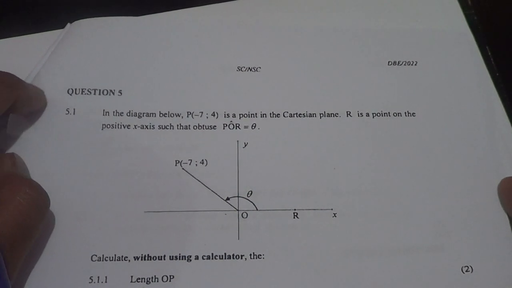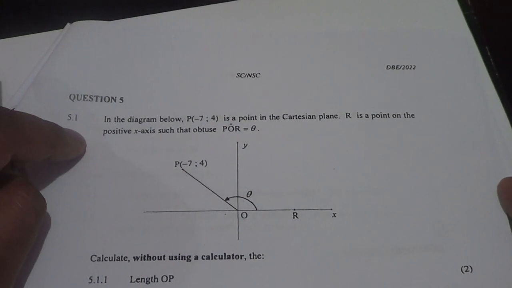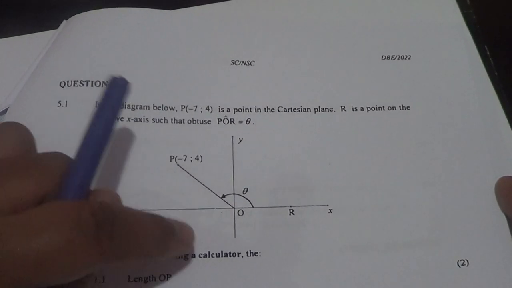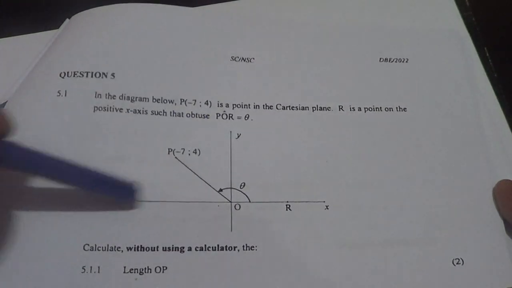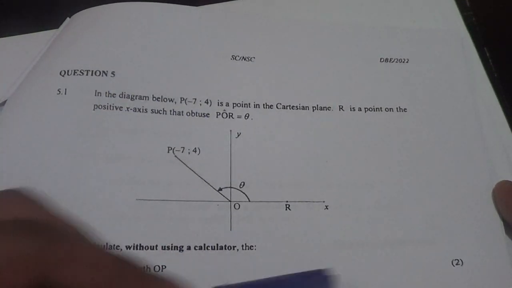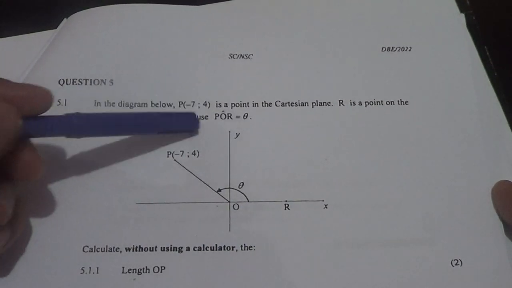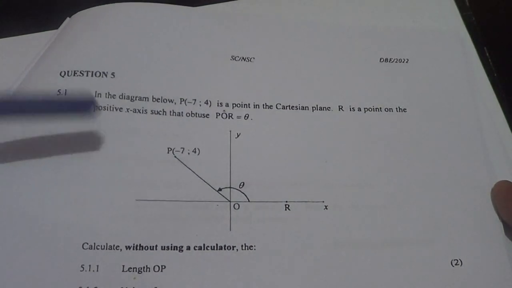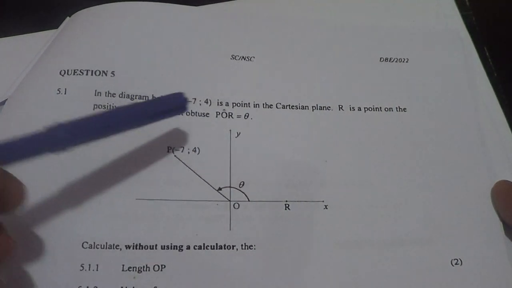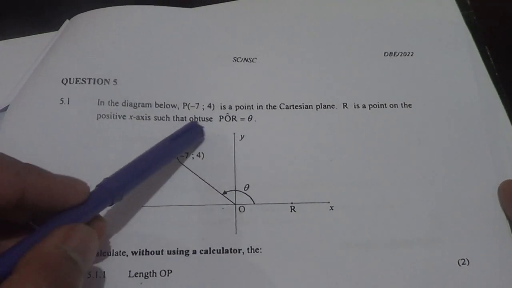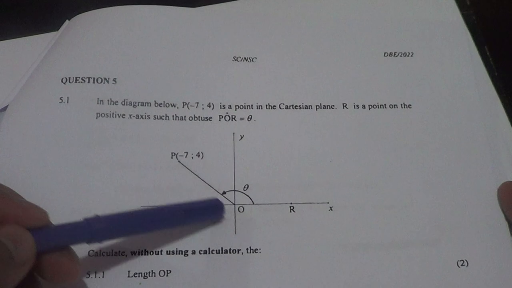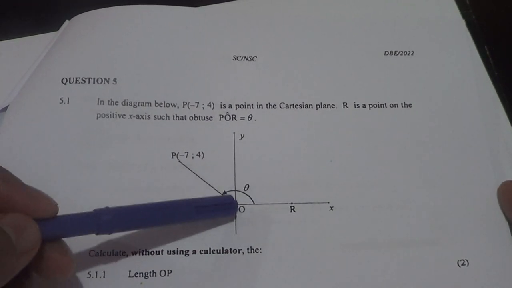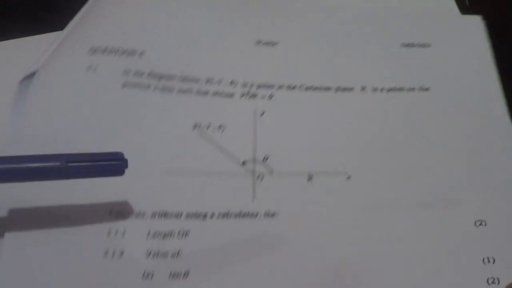Let's answer these questions. Question 5 says, in the diagram below, P is a point in the Cartesian plane, and they're giving the coordinates of P. We can see that this is in the second quadrant. So quadrants matter a lot in trigonometry. R is a point on the positive x-axis. Okay, fine. It's just a reference point. Such that angle POR is theta. This is the angle they're talking about.